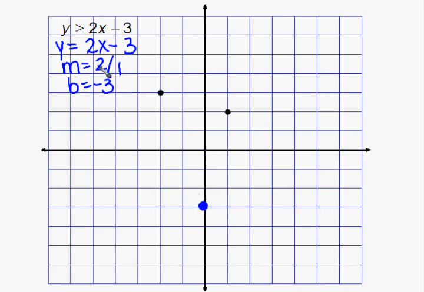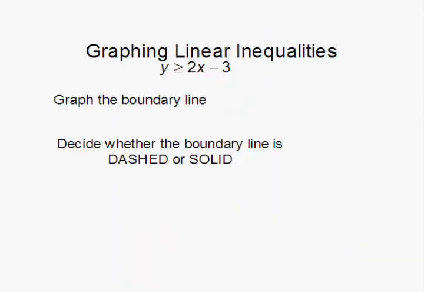And then the slope of 2 over 1 tells us to go up 2 and right 1 to find the next point. And we can continue that pattern of going up 2 and right 1 to find more and more points. So I'm kind of outlining where I need to draw the line. But the next step is to decide whether to make the boundary line dashed or solid.